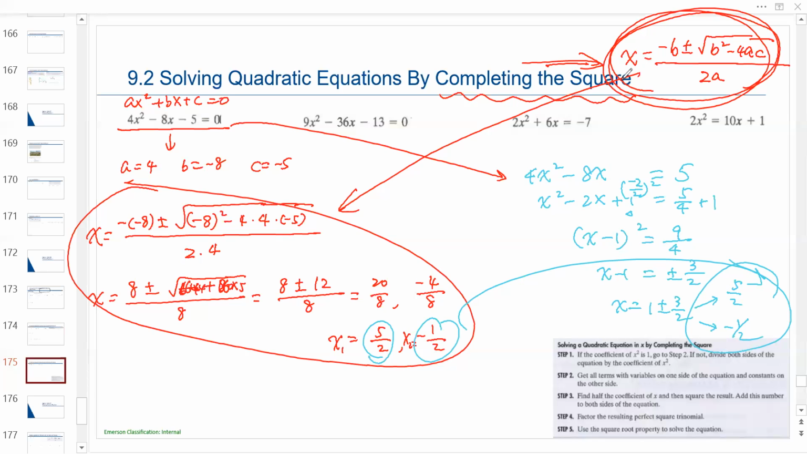So you can use the formula process, or you can use the complete square process to find the solutions. Sometimes you can find a perfect square, and the square root is still a whole number. But sometimes it is not a perfect square, so the square root is not exactly a whole number. So you keep the square root there.